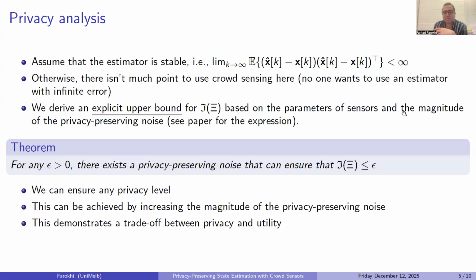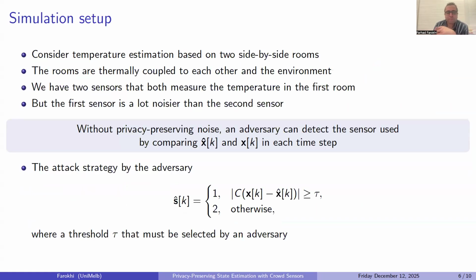But unfortunately, something else that happens is that when you make the noise in this estimator larger and larger, the quality of the estimator becomes worse and worse. So there is an inherent trade-off between privacy and utility that we're trying to show to you in the next few slides using a numerical example. So let's consider a simulation setup. We have a temperature estimation problem.